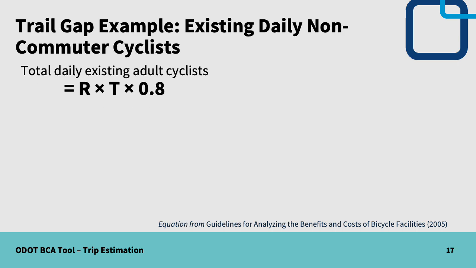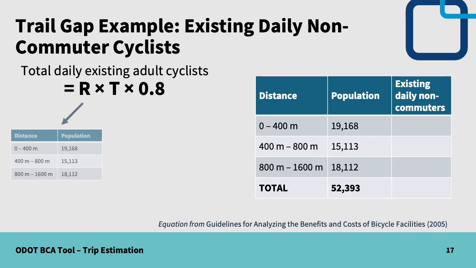Now, let's calculate the total daily existing non-commuter adult cyclists. We'll start with the same R values, then plug in a value for T, which is the adult bicycling rate. The guidelines for analyzing the benefits and costs of bicycle facilities methodology provides another formula for us to calculate T based on C, which is the commute share we used on the previous slide. Based on the context of this project, we have selected the formula for a moderate adult bicycling rate.